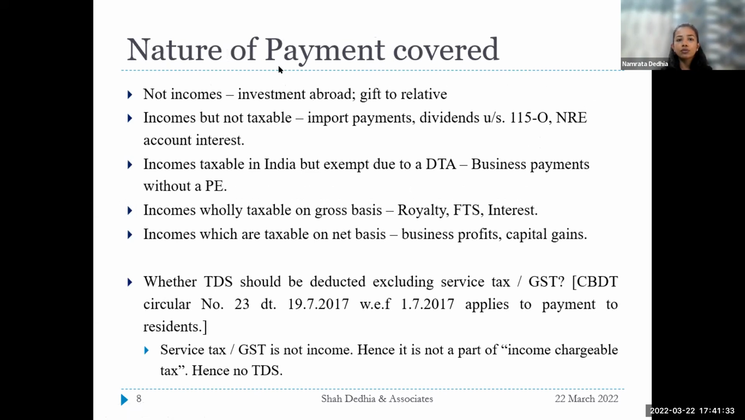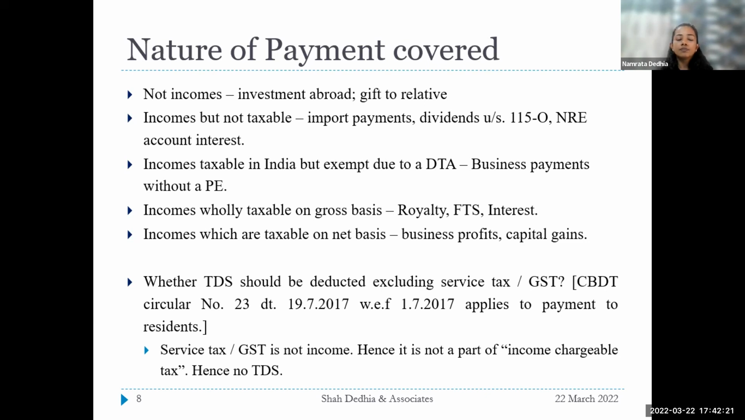So to come back to what are the nature of payments covered, you could break down the nature of payments into 5 portions probably. One is payments which are not in the nature of income at all, which are more of capital payments, say a gift given to a relative or investments made abroad. Now, the fact that these are payments which are not incomes, but rather not even revenue items, but in fact capital items, there is no question of these amounts being taxable under the Act, and therefore 195 compliance will not apply. Certain items can be incomes, but not taxable under the Act, such as import payments.